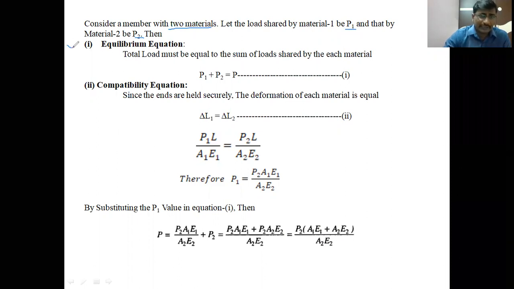So let us take the equilibrium equation for this. What is the equilibrium equation? Sigma Fy is equal to 0. That is, the total load must be equal to the sum of the loads shared by each material. So the total load is P, which must be equal to the summation of the load shared by each material, that is P1 plus P2 is equal to P. Let us take this as equation 1. Clear? So this is called the equilibrium equation, sigma Fy equal to 0.